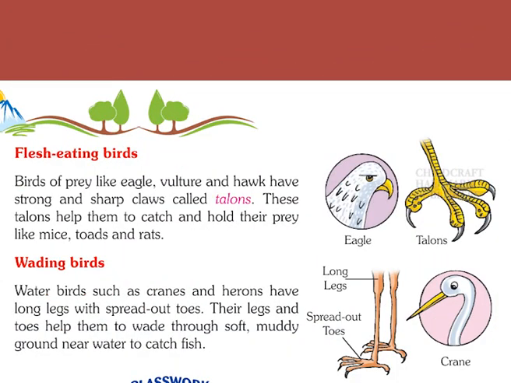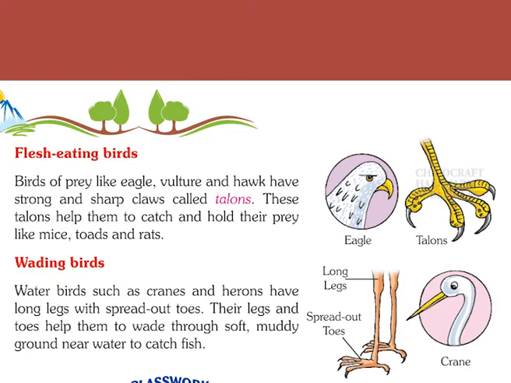Flesh-eating birds. Birds of prey like eagle, vulture and hawk have strong and sharp claws called talons. These talons help them to catch and hold their prey like mice, toads and rats.